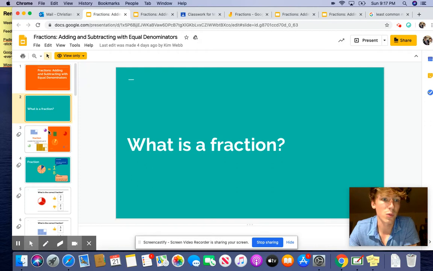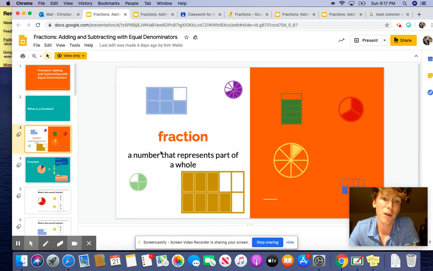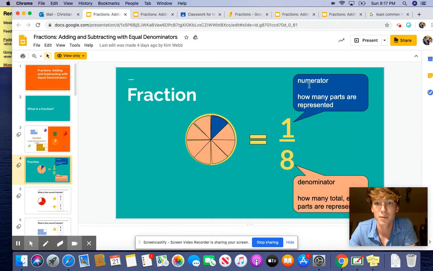It says, what is a fraction? A fraction is a number that represents a part of a whole. So you have a pie, you split it up into pieces, now it's a fraction, okay? Something cut up, something divided. Okay, the numerator is how many parts that are represented. It's also our top number. Our denominator is our bottom number, and it's how many total parts we have.